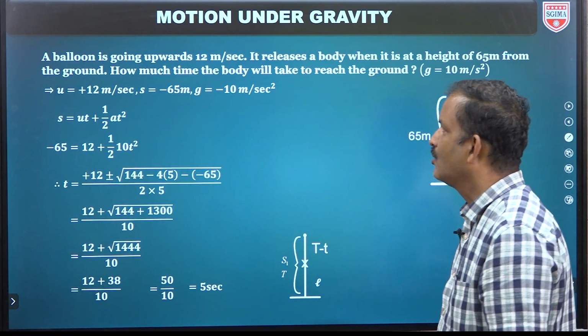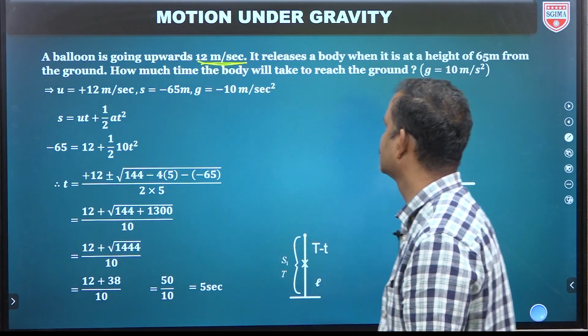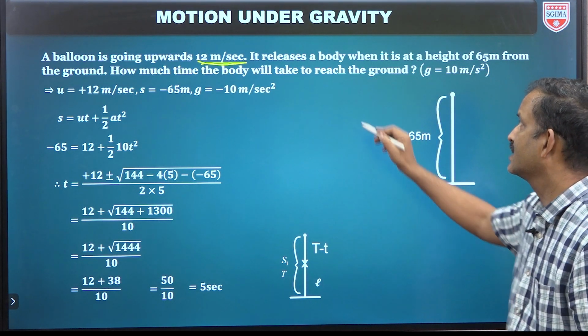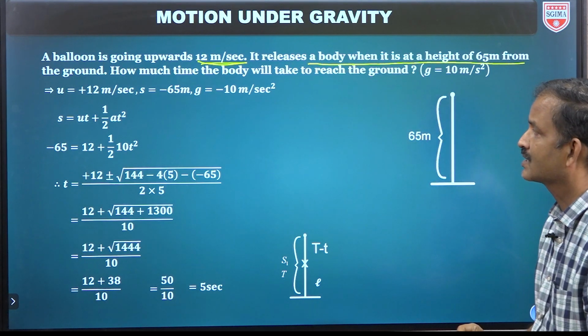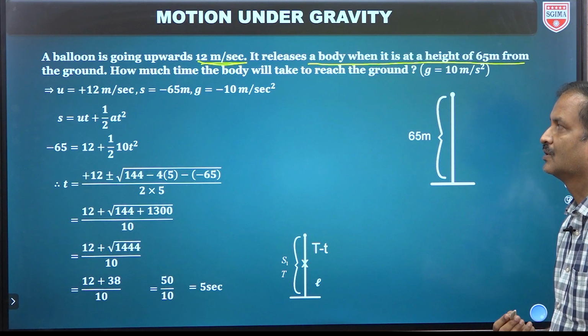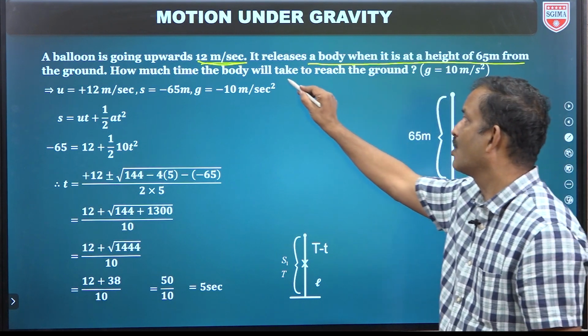Next, a balloon is going upwards with 12 meters per second. It releases a body when it is at a height of 65 meters from the ground. How much time will the body take to reach the ground?